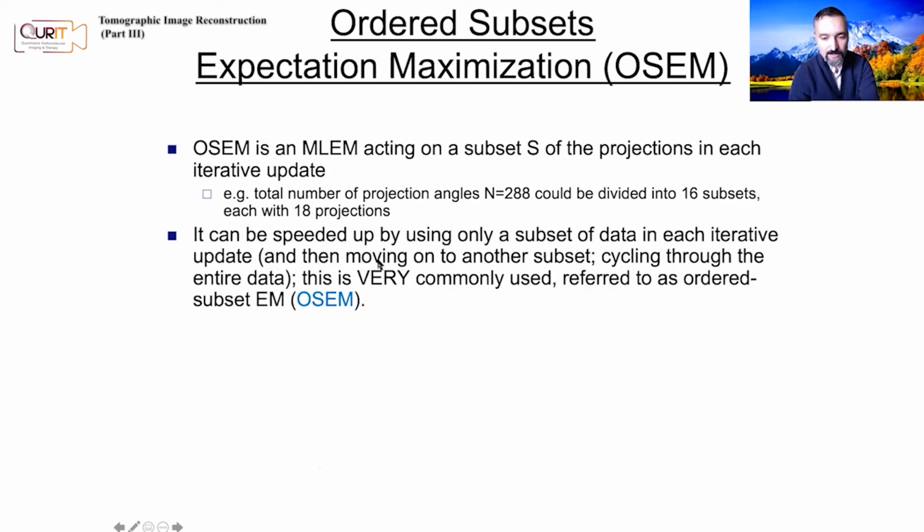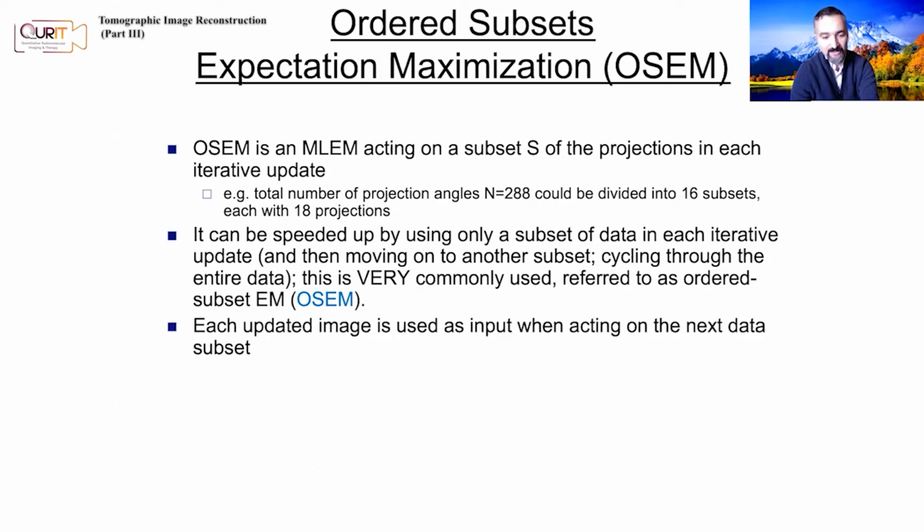So then you're speeding up the MLEM because in each iteration, you're only looking at part of the data. So you don't have to back project the entire data. You only back project part of the data. And that was discovered by accident, actually, that it speeds things up. Each updated image is then used as an input, and then you move on to the next subset.